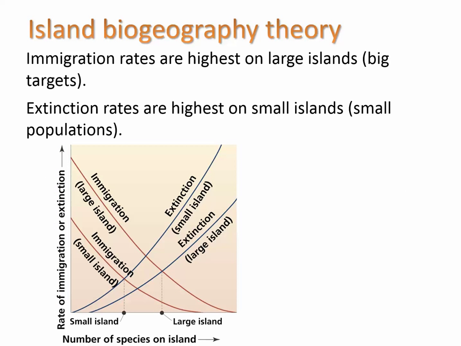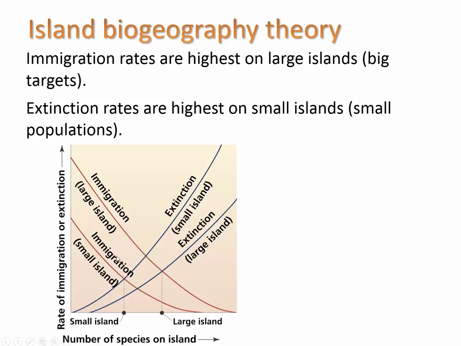Okay, now we can also say that immigration rates are highest on large islands. They're like big targets for species leaving the mainland and trying to get to these islands. Like in the lab we did today, the bigger the targets, the easier it was for the bean to land on it. We can also say that extinction rates are highest on small islands because the size of the populations is smaller. And we don't have to get too into this graph, and I'm not going to give this graph to you and ask you to interpret it.